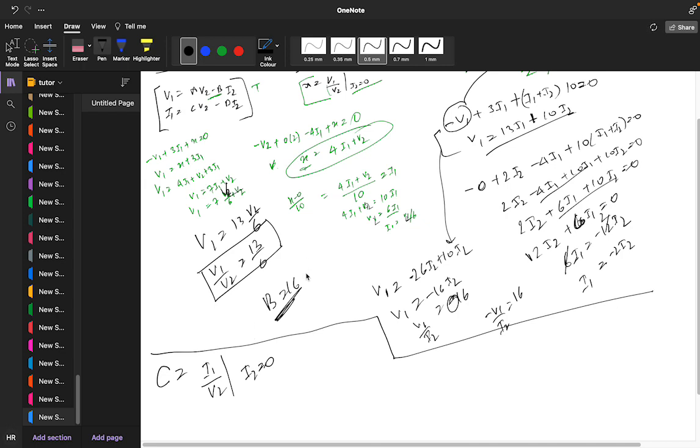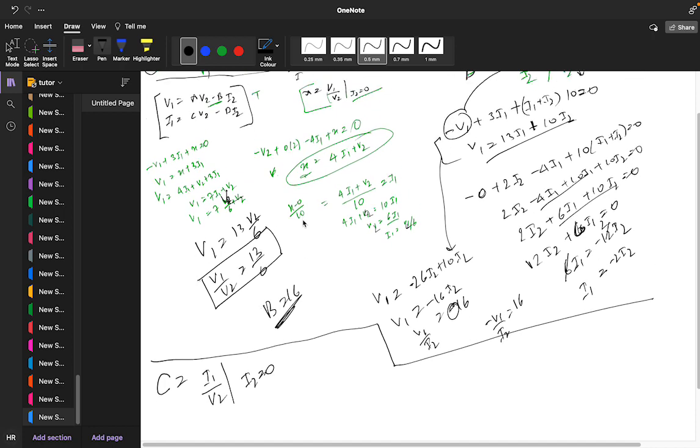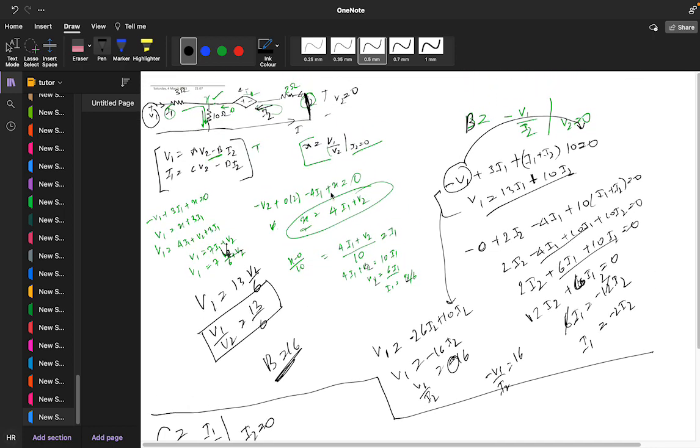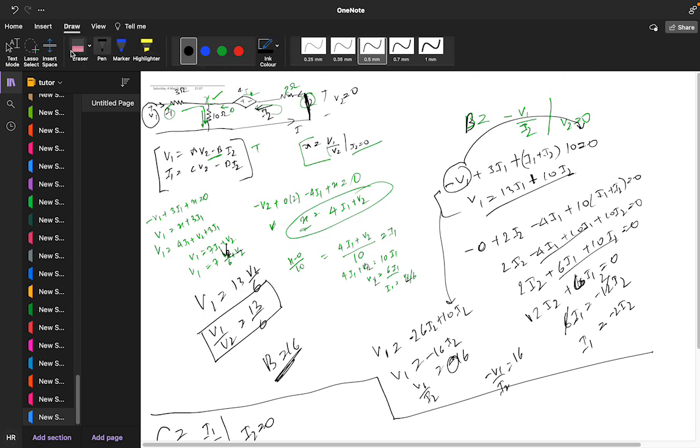Okay, so form the equation. Now your I2 is 0, but your V2 is not 0, and you need to find the ratio between I1 by V2. So first form one equation from this side. Now your V2 is not 0, so this is not at all 0.